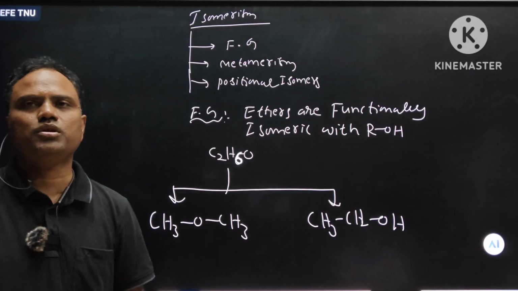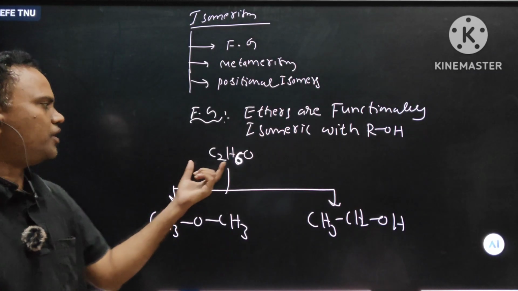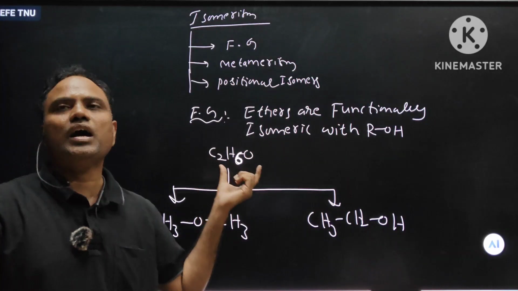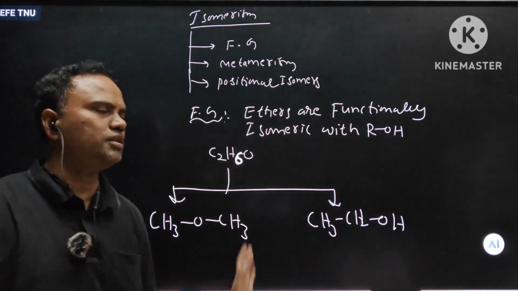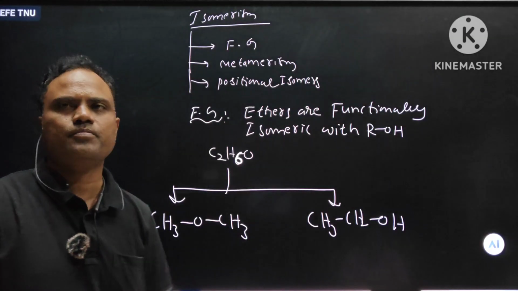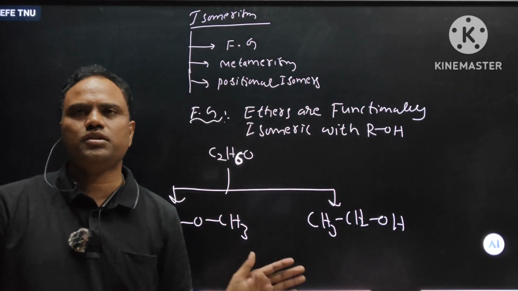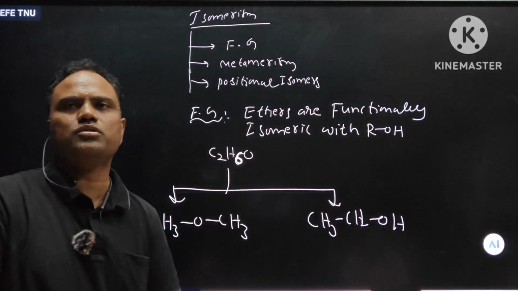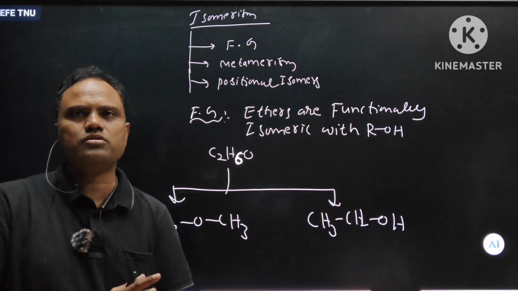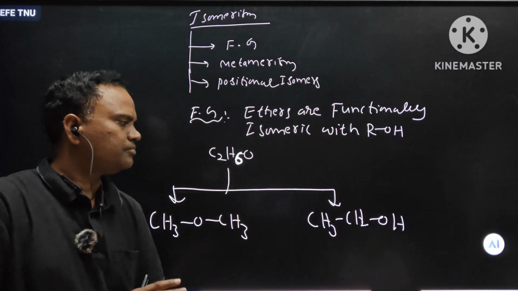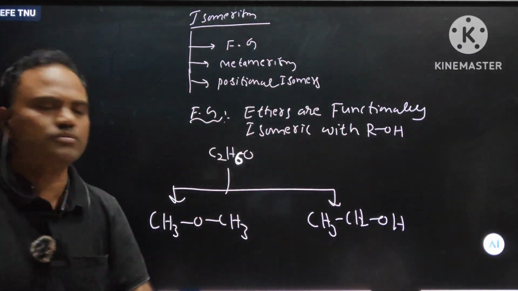When you want to write all the structural isomers for a formula with a single oxygen, you can try alcohols and ethers because both are functional isomers. After writing alcohols, write all the ethers. With one oxygen, the possibilities are alcohol and ether, even aldehyde and ketone also. That is later. Next, the second example, metamerism.